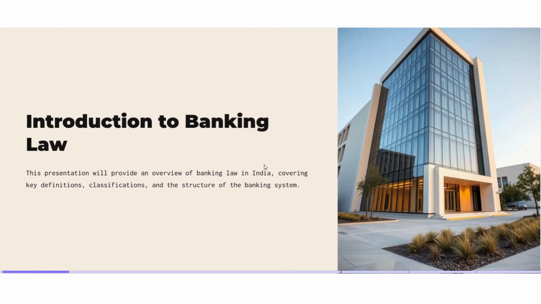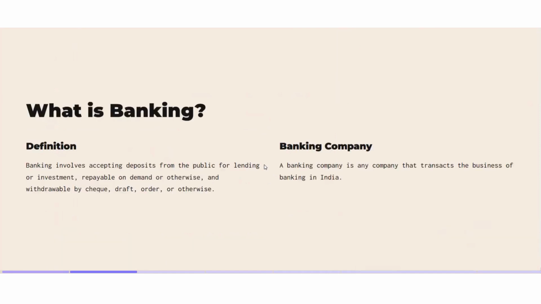So let's begin with the basic, what is the banking, what we call as bank. So banking involved accepting deposit from public for lending or investment, repayable on demand or otherwise, and withdrawable by check, draft, order, or otherwise. Now, question is what is otherwise? There might be many other instruments which can be introduced by banks to transfer, transit that money.